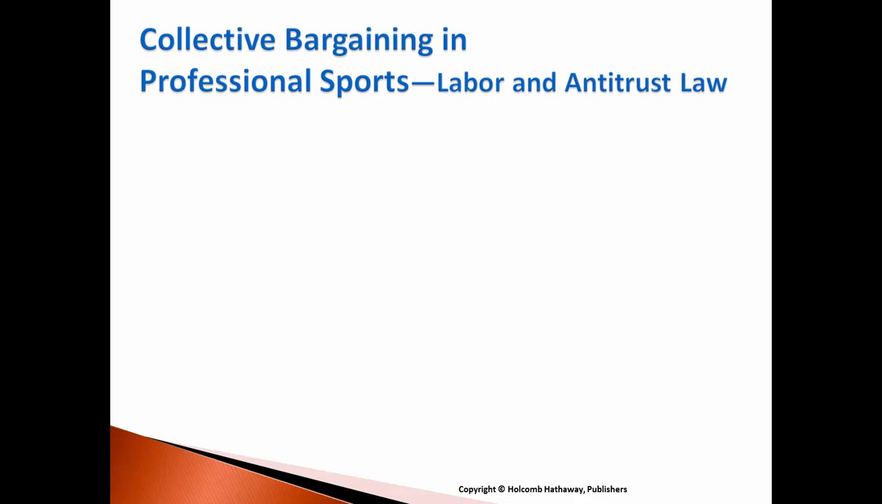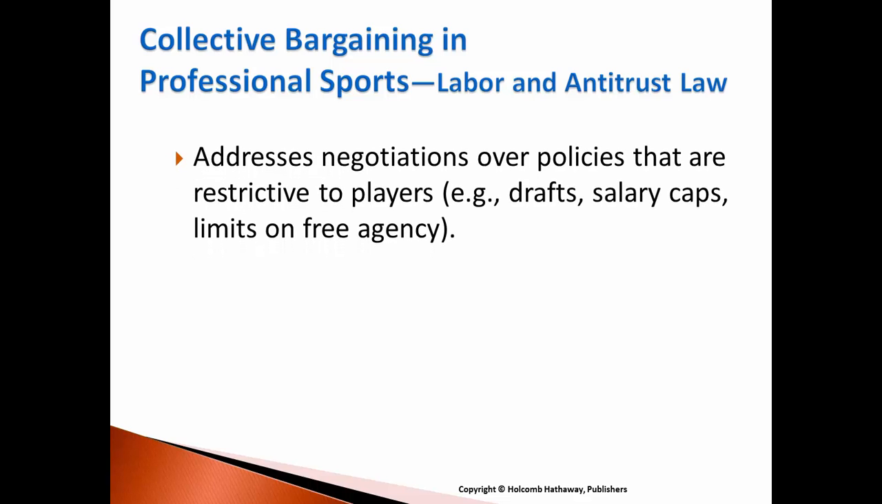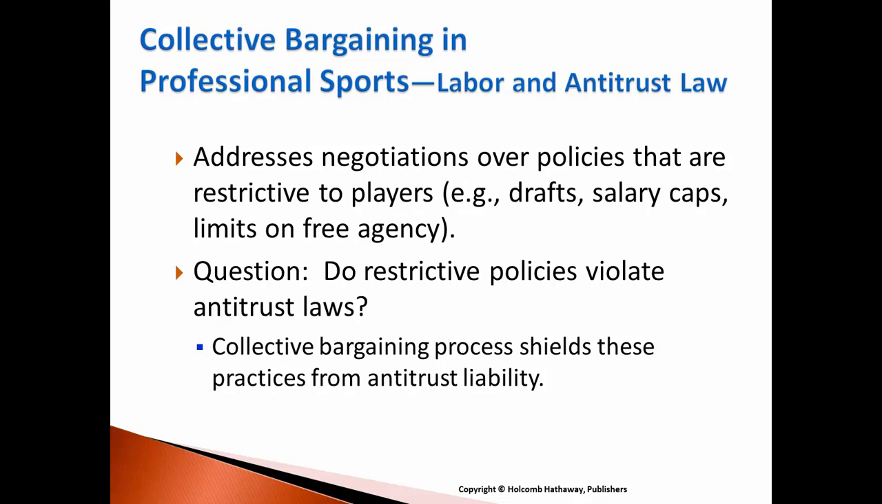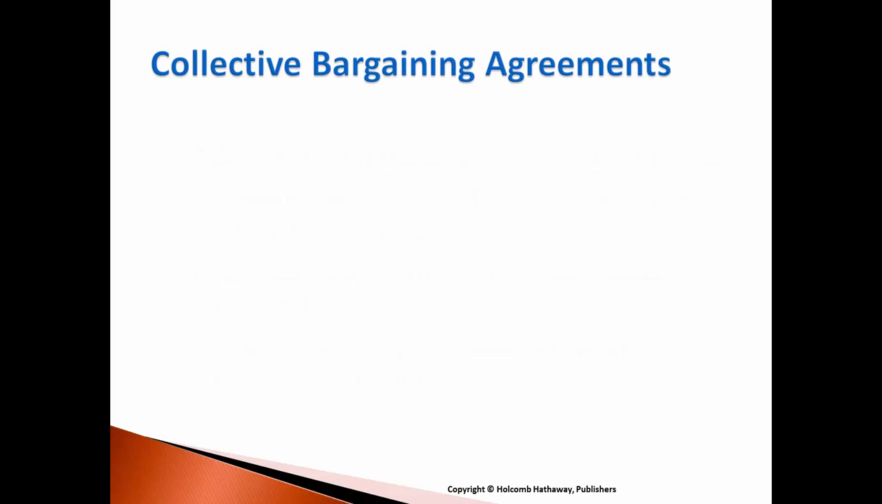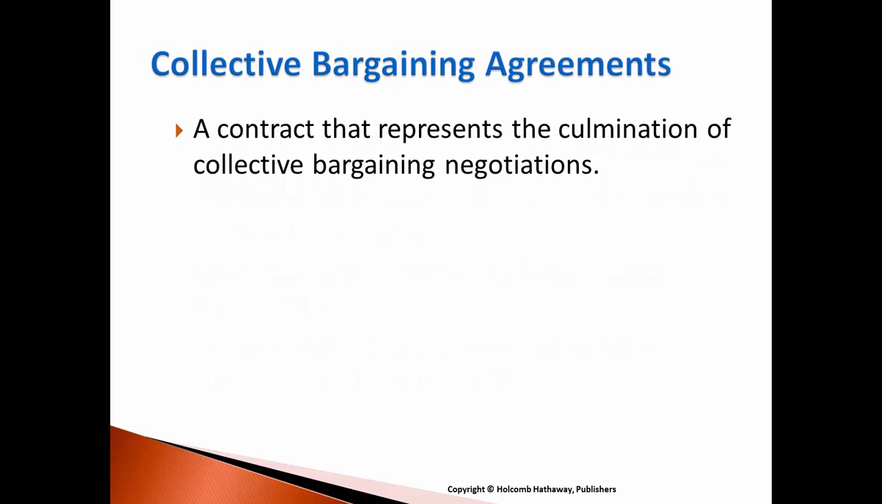Now, collective bargaining in professional sports, looking at labor and antitrust law, basically it addresses negotiations over policies that are restrictive to the players, such as drafts, salary caps, and limits on free agency. So, do restrictive policies violate antitrust laws? The collective bargaining process shields these practices from antitrust liability. The collective bargaining agreement is basically a contract that represents the culmination of collective bargaining negotiations.